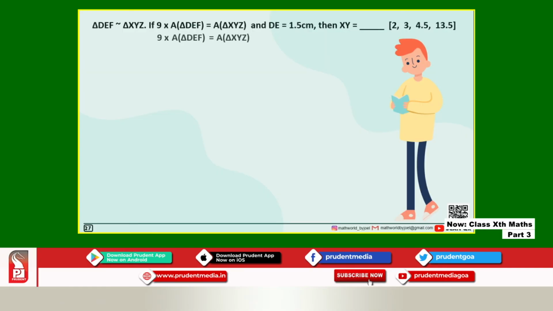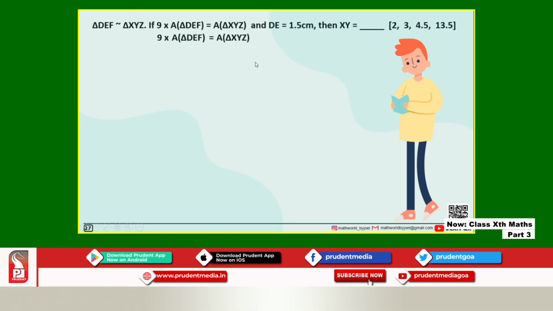Okay, this is a different one here. Triangle DEF is similar to XYZ if 9 times the area of triangle DEF is equal to the area of XYZ. DE is 1.5, then XY is dash. Here there is no ratio given, but you can derive the ratio from this statement. So I have written that entire step again for you.